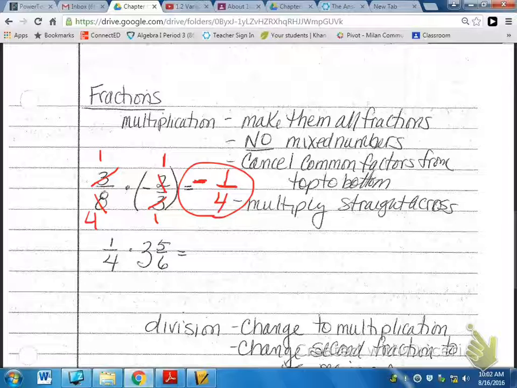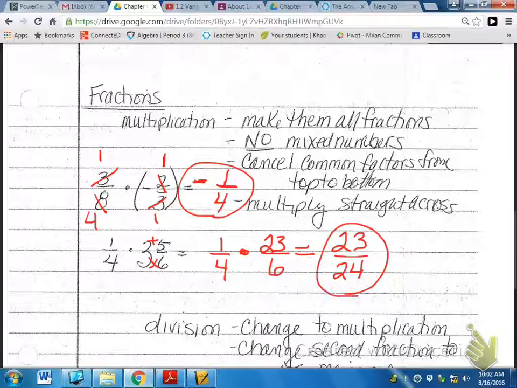All right, this time they both aren't fractions. We've got 1/4 and 3 5/6. So 1/4 remains 1/4. But the 3 5/6, you have to do 6 times 3, which is 18, plus 5, which is 23. So 23 over 6. So kind of check your signs. It's a positive times a positive, so you know it's going to have a positive answer. Nothing cancels from top to bottom, so simply multiply straight across. 1 times 23 and 4 times 6. 23/24. Questions on that?